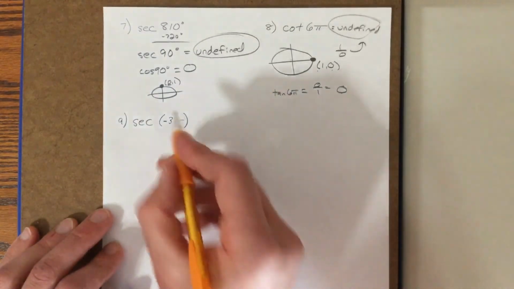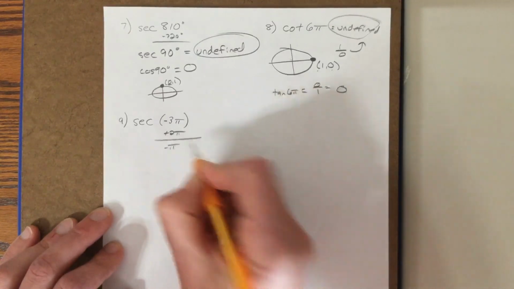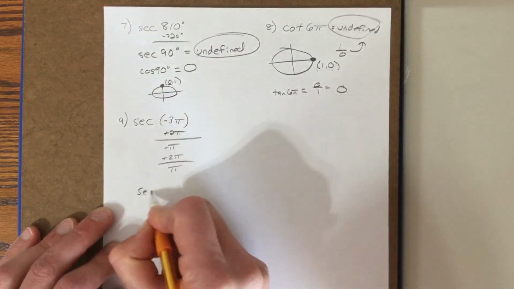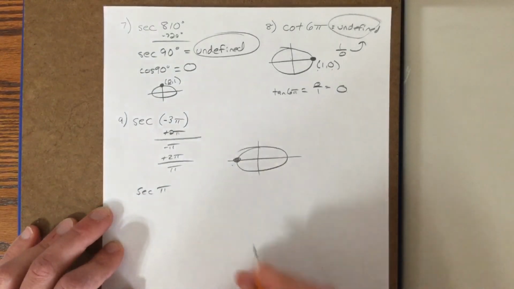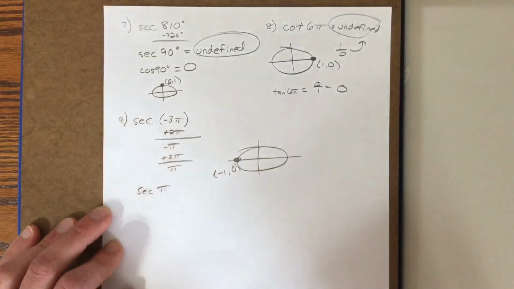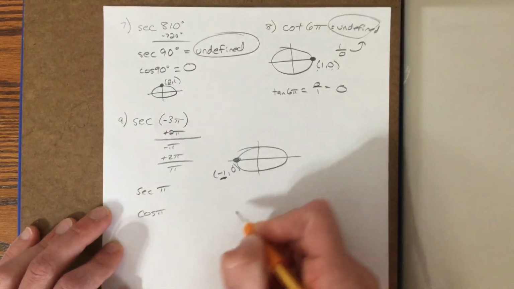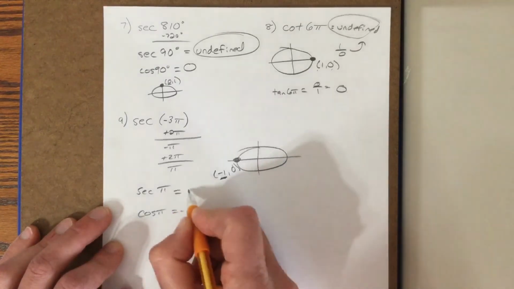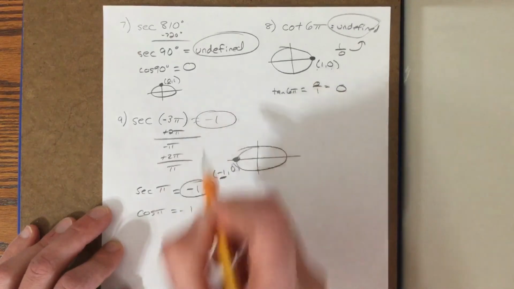Secant of negative 3 pi. If you want to get that angle to be positive, you add 2 pi, it's still not positive, add 2 pi again, you're going to get pi. So you can find the secant of pi. Pi is located over here on the left side of the unit circle. Coordinates are negative 1 and 0. You can find the cosine of pi, that's the x coordinate, which is negative 1, and the reciprocal of negative 1 is negative 1. So our answer here would be negative 1.